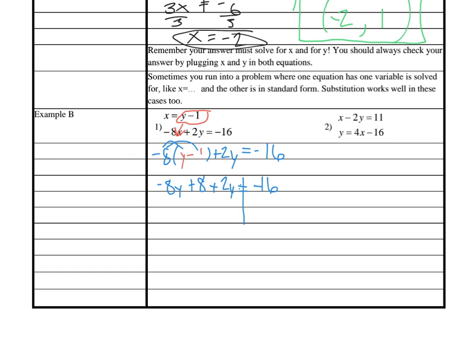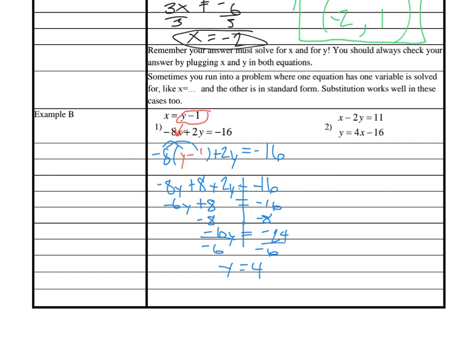So you should have started out by combining like terms. Negative 8y plus 2y is negative 6y, and plus 8 equals negative 16. So when we subtract 8 from both sides, we get negative 6y equals negative 24. So we divide by negative 6 on both sides, and negative 24 divided by negative 6 is positive 4. So we found y, but now we need to find x.